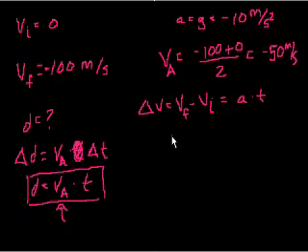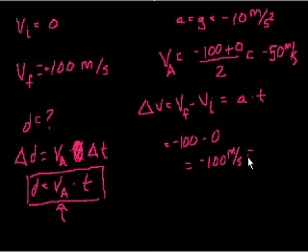Well, the final velocity is minus 100 meters per second, and then the initial velocity is 0. So the change in velocity is equal to minus 100 meters per second. I'm kind of jumping in and out of the units, but I think you get what I'm doing. And that equals acceleration times time. Well, what's the acceleration? It's minus 10 meters per second squared, because I'm going straight down. Minus 10 meters per second squared times time. This is a pretty straightforward equation, right?